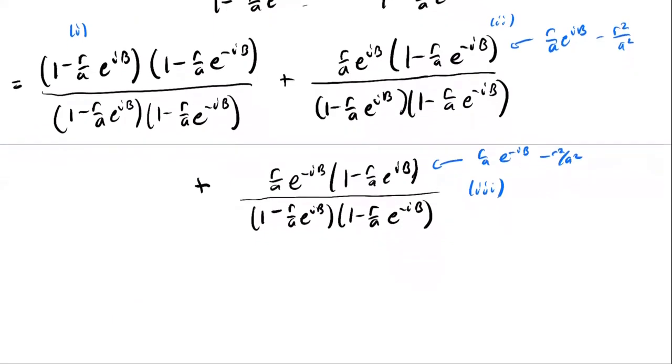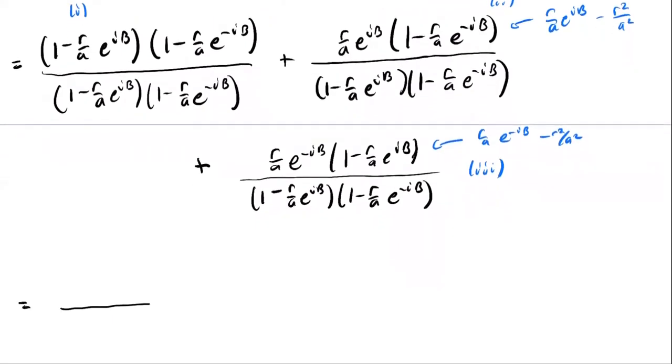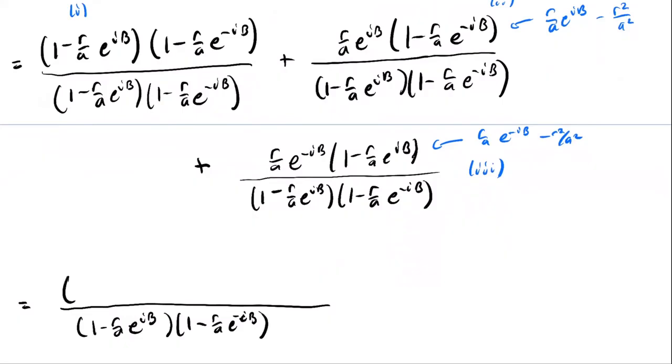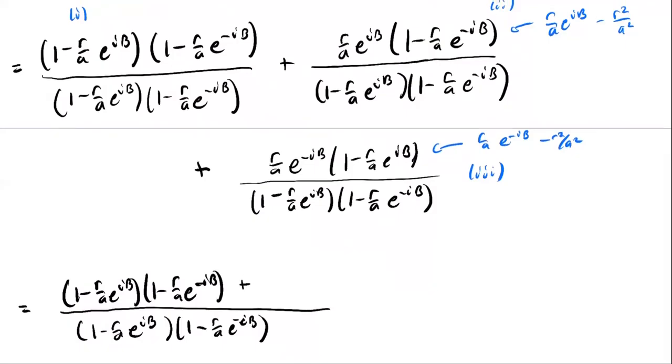And so now if I combine all these terms here, I end up with, in the denominator, 1 minus r over a e to the ib, 1 minus r over a e to the minus ib. And then in the numerator, I have the first term, which I'm just leaving alone, and then plus r over a e to the ib plus r over a e to the minus ib, and then minus r squared over a squared.